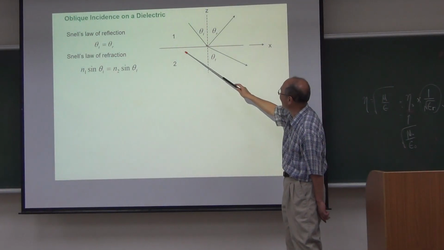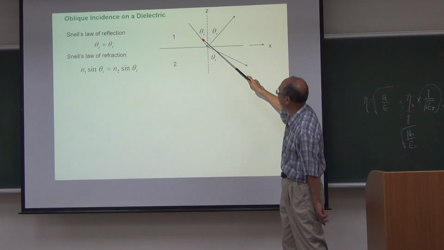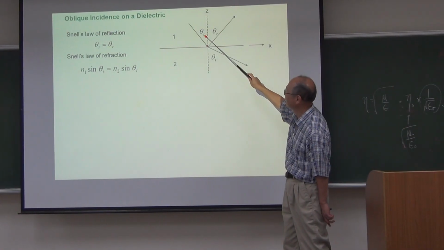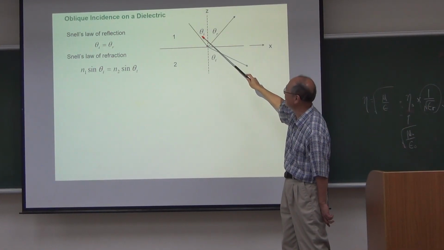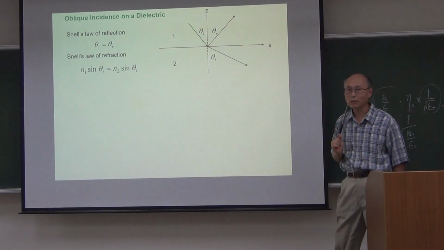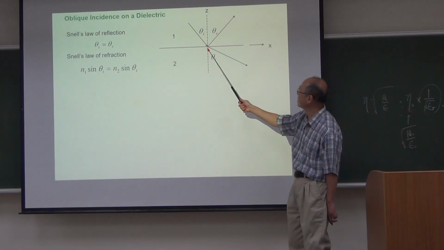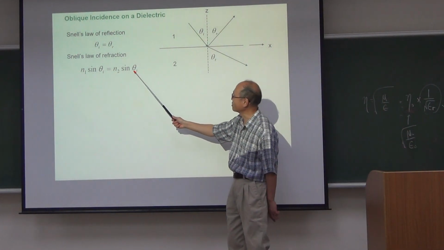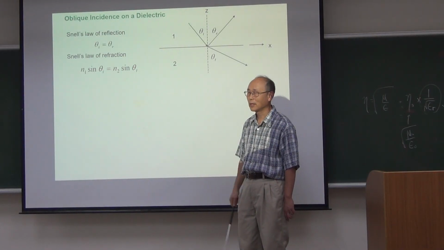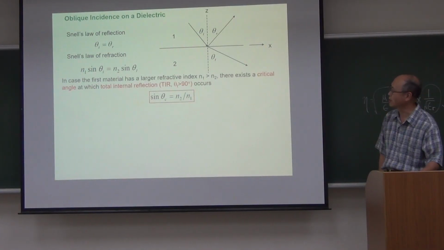Now imagine that you again have a material boundary, and then you have an incident angle theta I. Then Snell's law of refraction requires the incident angle to equal the reflection angle, and the transmitting angle has to satisfy Snell's law. You learned this long time ago, right? All right, so this is understood.